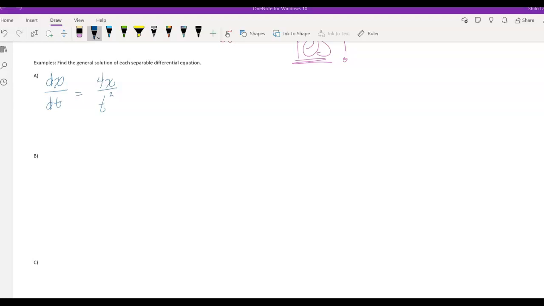So in order to solve this one, we always want to take the differential that's in the denominator and multiply it over, because in order for us to use those differentials inside of an integral, they have to be multiplied by whatever our integrand is. So we always want to multiply that one over. That tells me I want my dx's on the left. I want all of my x's on the left, and I want all of my t's on the right.